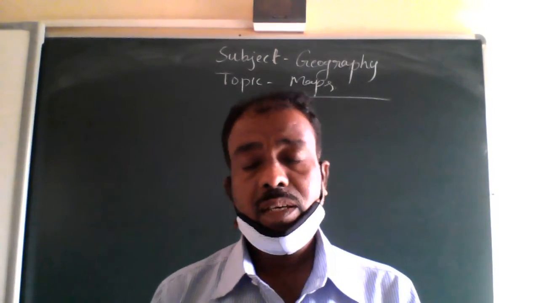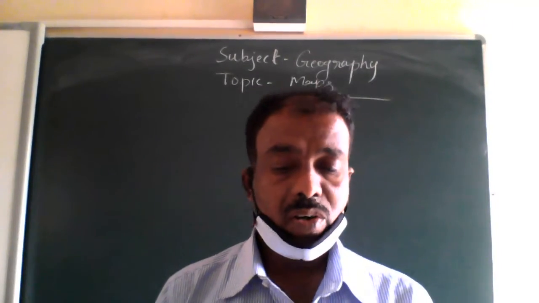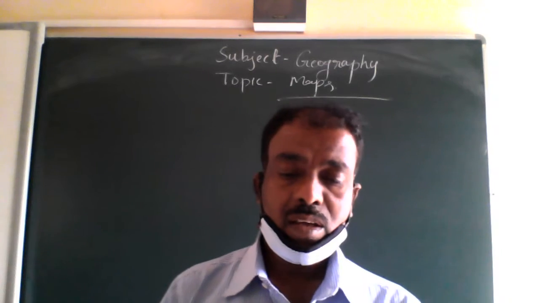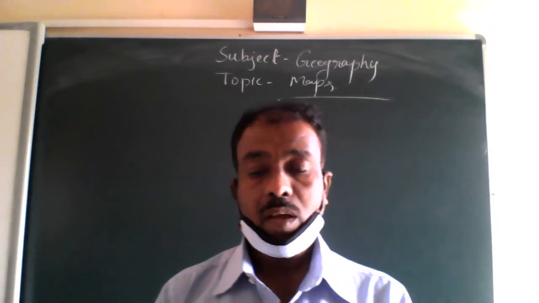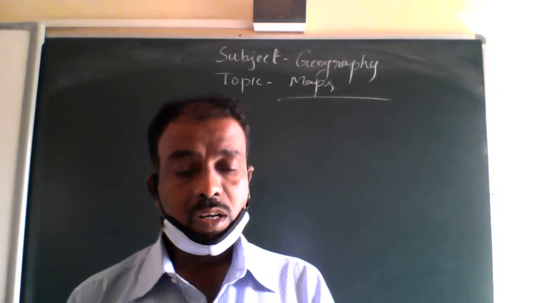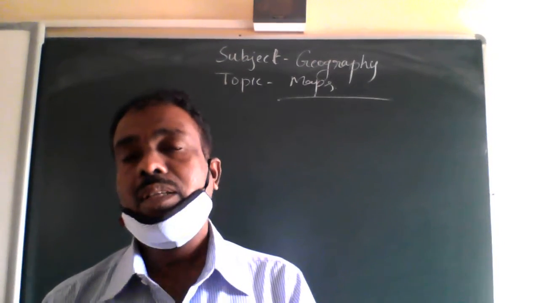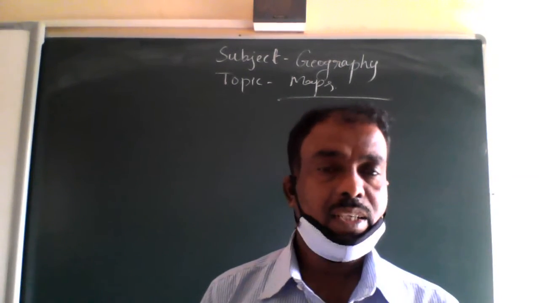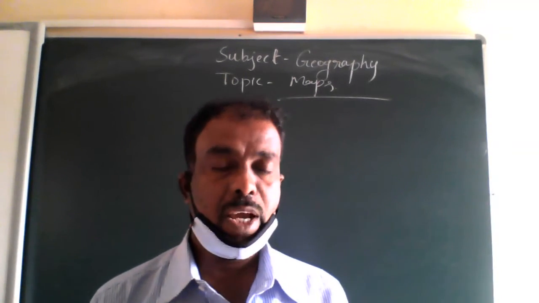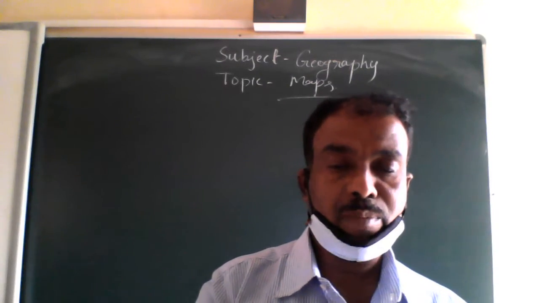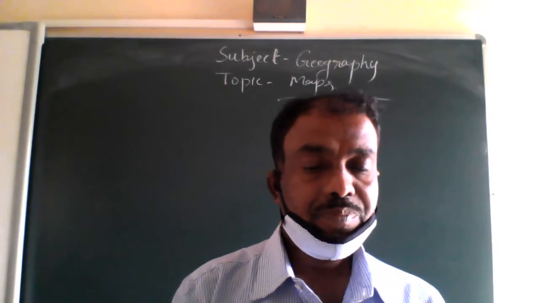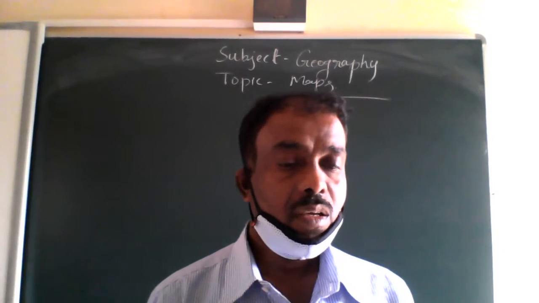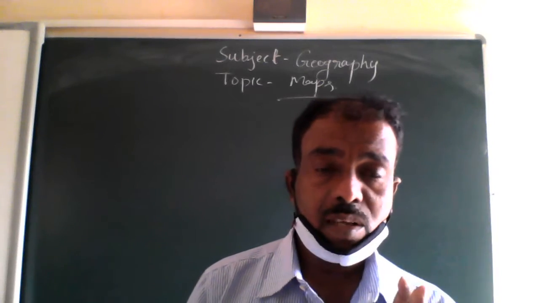In the previous session, we started to learn about maps. A map is a representation or a drawing of the Earth's surface or a part of it, drawn on a flat surface according to a scale. We also learned the types of maps: physical maps, political maps, and thematic maps. And last class we started to learn about the major components of maps.